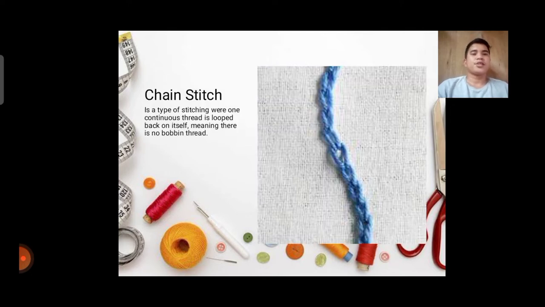Next is chain stitch. It is a type of stitching where one continuous thread is looped back on itself, meaning there is no bobbin thread. So just look at the picture and you will identify the chain stitch.